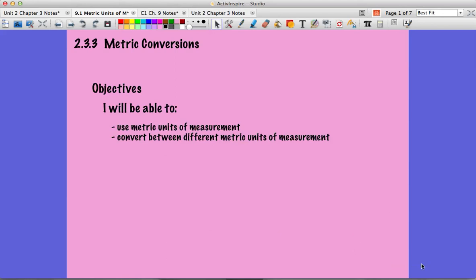Welcome to Lesson 233, Metric Conversions. Today we're going to talk about different units of metric measurement, and we're going to convert between different units of metric measurement.